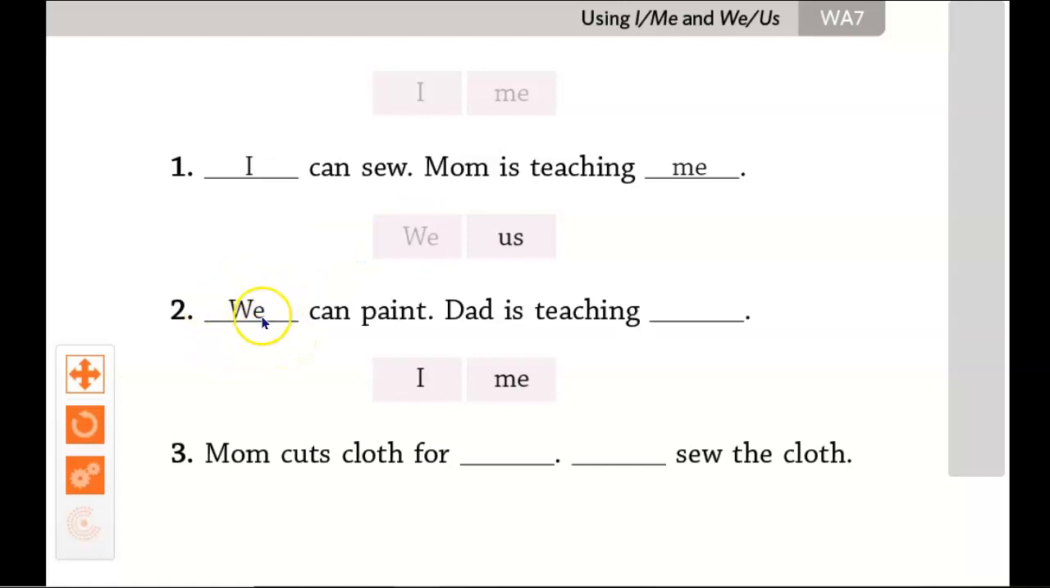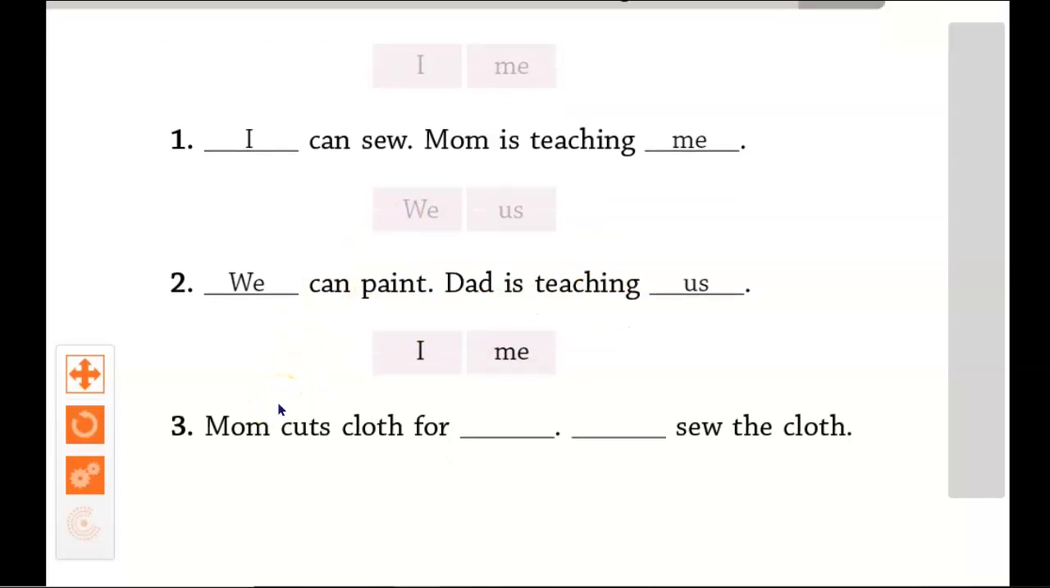Here are pronouns at the very beginning of our sentence. And our noun is at the end. Here, our noun is at the beginning, which means our pronoun is at the ding, ding, ding, at the end. You're right. Dad is teaching us. Dad is teaching us. We wouldn't say Dad is teaching we, would we?